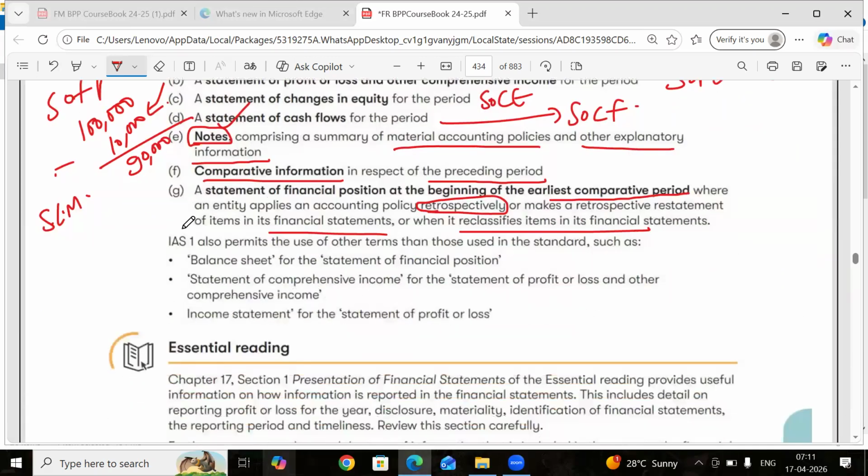Now, IAS 1 also permits the use of other titles than those used in the standard, such as balance sheet. So what does IAS 1 say? IAS 1 is an old standard. Today we are going to use these terms, but they also permit others. They are not against it. They permit the use of other titles than those in the standard. They permit balance sheet for statement of financial position, and statement of comprehensive income for statement of P&L and other comprehensive income. For SOPL, you can use income statement.